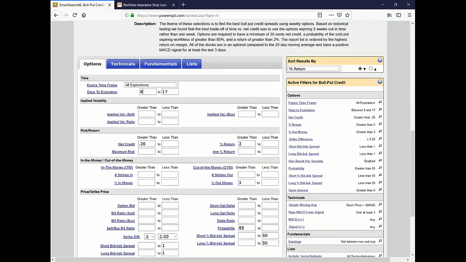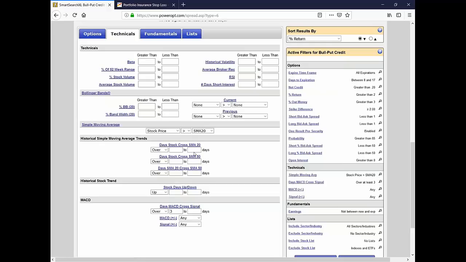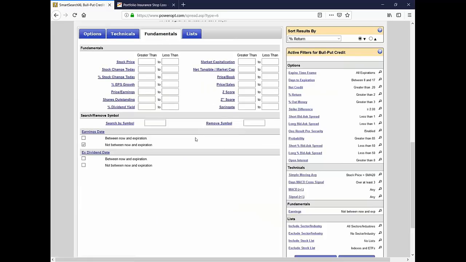Well, the reason why is that using our backtesting tools, we ran a variety of iterations for different option criteria, probability, minimum net credit, strike difference, in combination with what stock technicals seem to work best using Bollinger Bands, moving averages, MACD, and more, with, of course, which stock fundamentals worked best to meet our needs.